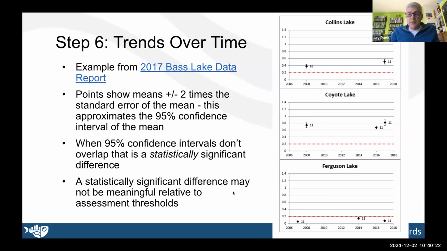So there's 2 different flavors of significance. There's significance in terms of comparison to whatever thresholds you want to use. So relative to 0.2 here, you can compare these points relative to that threshold, and they're not changing for Collins Lake, Coyote Lake. And then you can compare the points to each other to see if there's a trend over time. So that's a different kind of statistical significance that you can look for. Ferguson Lake's also staying below the 0.2 part per million threshold over time.